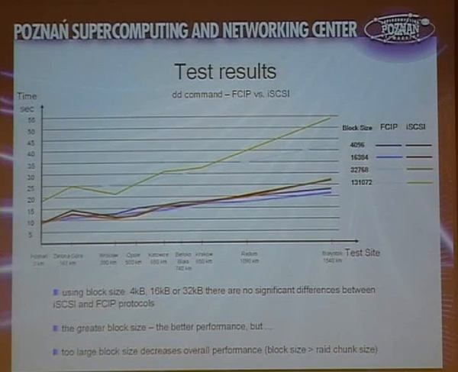We found that using a small block size parameter, there are no significant differences between the iSCSI and fiber channel over IP protocols. We also found that the greater the block size, the better the performance, but too large a block size decreases overall performance twice. It happens because the block size used was greater than our software write chunk size, and each I/O request was stored in 2 chunks instead of a single one. And this is the reason why overall performance decreases twice.